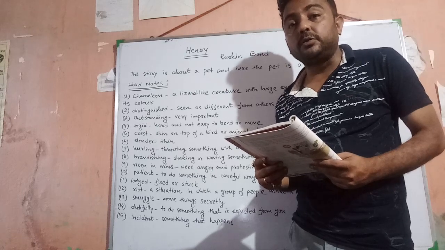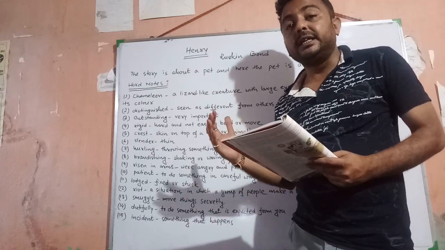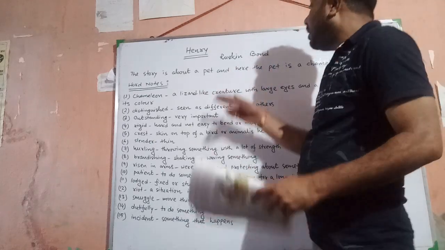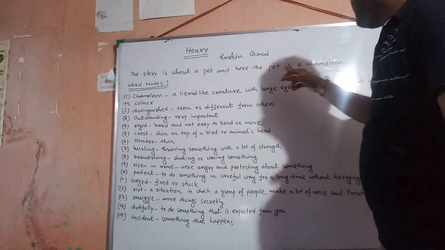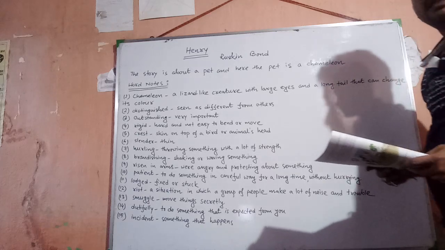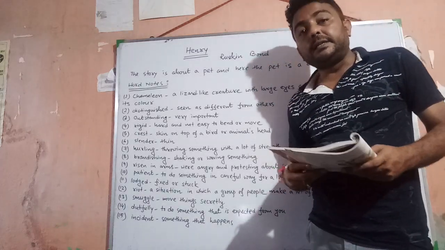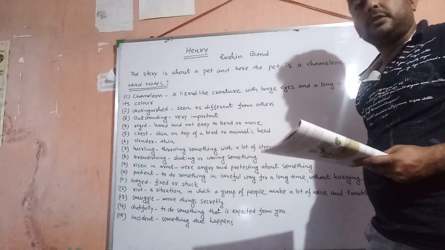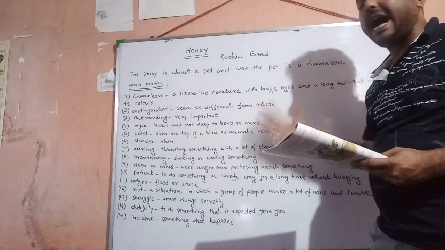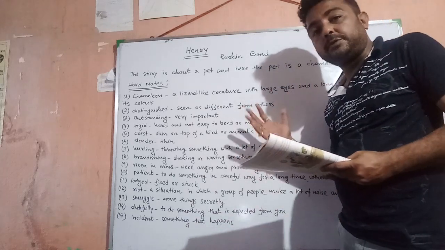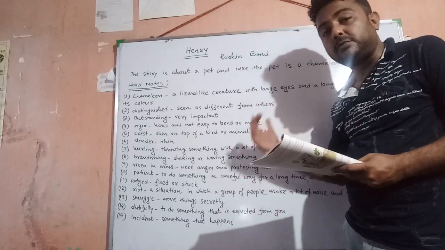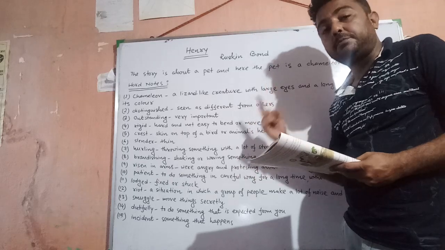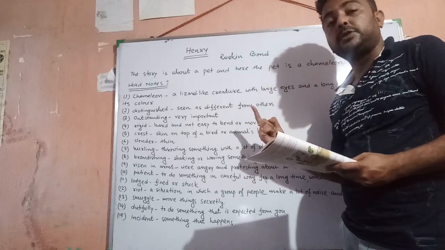So now we have to start the reading of the story Henry. The story is about a pet, and here the pet is a chameleon. Okay, so there are some word notes. First of all we have to read the story, then we will discuss the different kinds of word notes. First of all I have to discuss only one word note before starting the story.